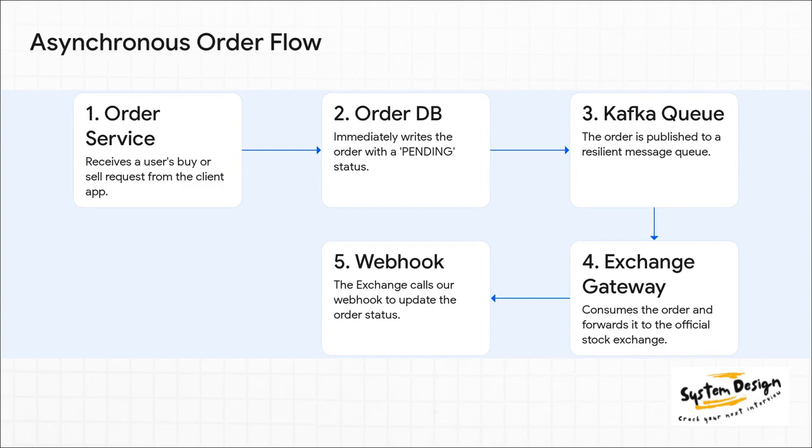Now here's a really critical architectural decision. When a user hits buy, we don't just immediately try to send that request to the stock exchange. That would be way too risky. Instead, we use a decoupled asynchronous flow. The user's request hits our order service, which immediately saves it to our database with a pending status. Then, and this is the key, it drops the order into a message queue like Kafka. A completely separate service, our exchange gateway, just sits there, pulls orders from the queue, and then sends them off to the exchange. This separation is what makes the whole system so incredibly resilient.